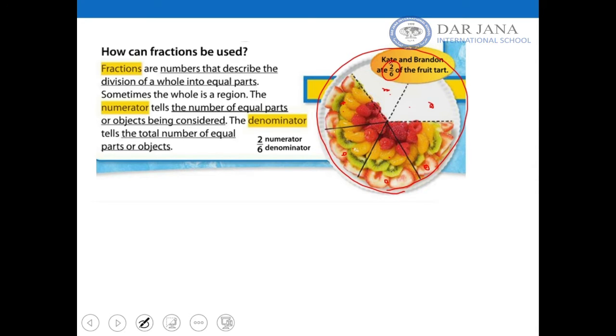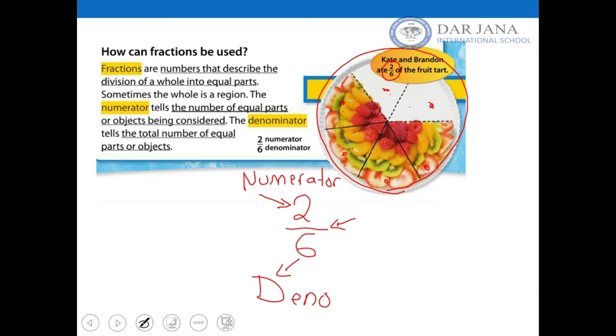So this 2 out of 6 shows 2 different numbers. They are separated by this division bar. The number on the top is called the numerator. And the number at the bottom is called the denominator. The numerator is the number of equal parts or objects being considered. This means, here, guys, I'm writing the fraction that Kate and Brandon ate. So they ate 2 out of 6.